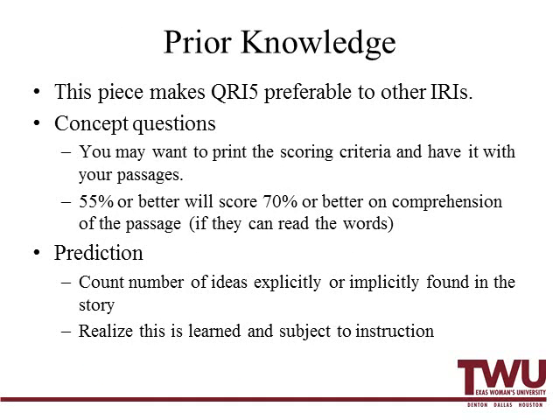This begins with the assessment of prior knowledge, and this is the piece that makes the QRI different from some other IRIs. The concept questions, you'll find the criteria for scoring them, and it's very subjective in the book. The idea is that if the student scores 55% or better on the prior knowledge, then they will score 70% or better on comprehension, as long as they can read the words.